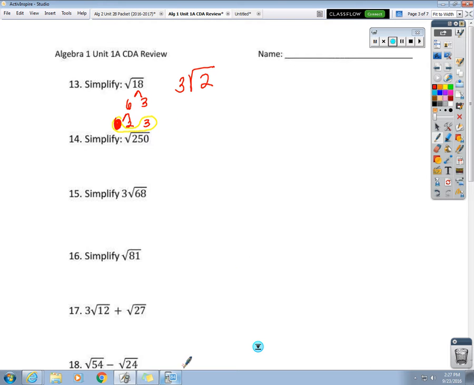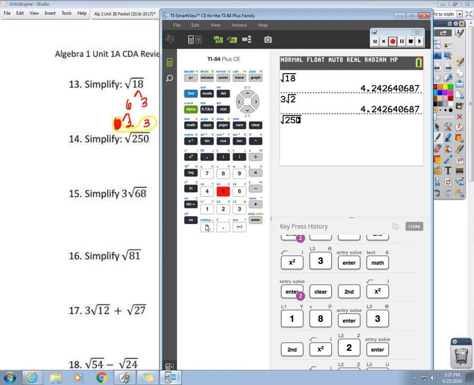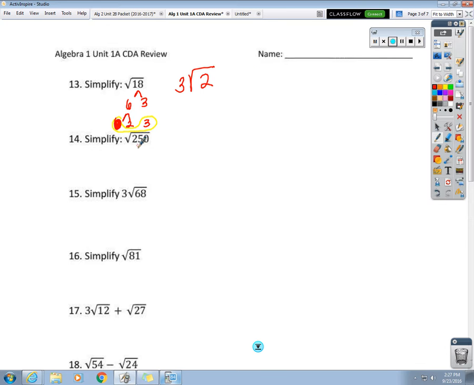All right, number 14. The first thing I want you to do is type in the square root of 250. Is it a perfect square? No. So we're going to have to factor tree it. What numbers multiply to give you 250? Okay, that's a good start. Then 10 breaks down into a 5 and 2, and 25 is 5 times 5. And then all 4 are primes. So you're done. You're ready to circle.